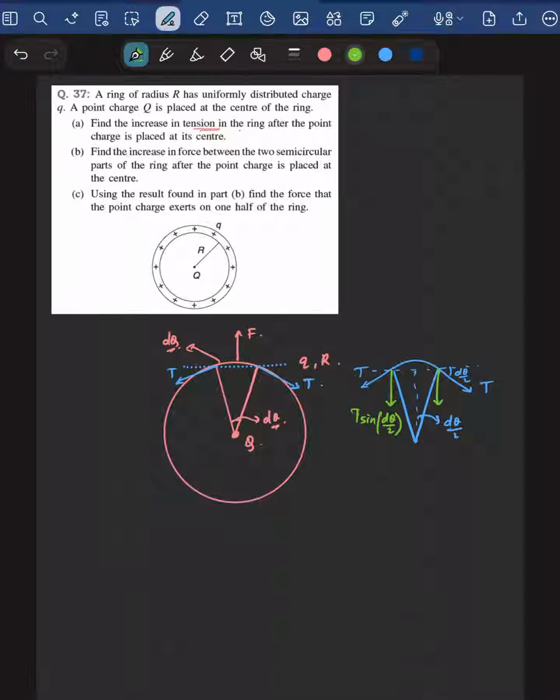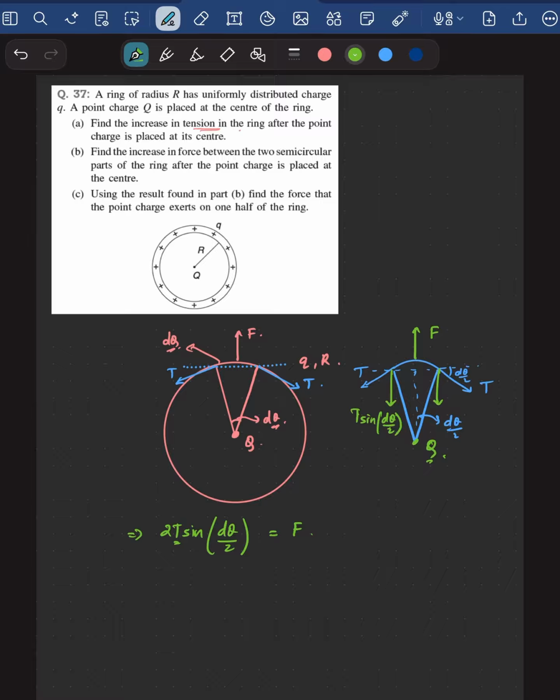And that component of tension is acting against your repulsive force, which I'm denoting by F over here, right? So the equation right now will be 2T sin(dθ/2) equals F, right? And please notice once again, this T is the increment in tension, not the total tension acting over here. This is the increase in the tension force which occurs because of placing this capital Q at the center.